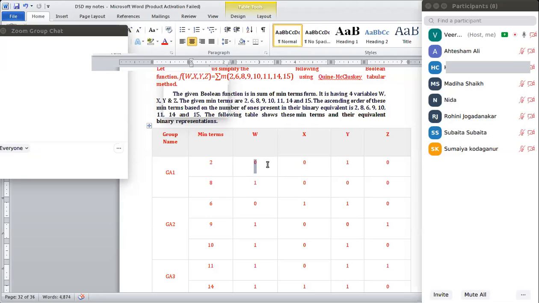Out of these four binary digits, when I compare minterms 2 and 6, there should be only one position which differs. Only one position. Say, for example, the first digit of 2 is 0 and the first digit of 6 is 0. No difference.